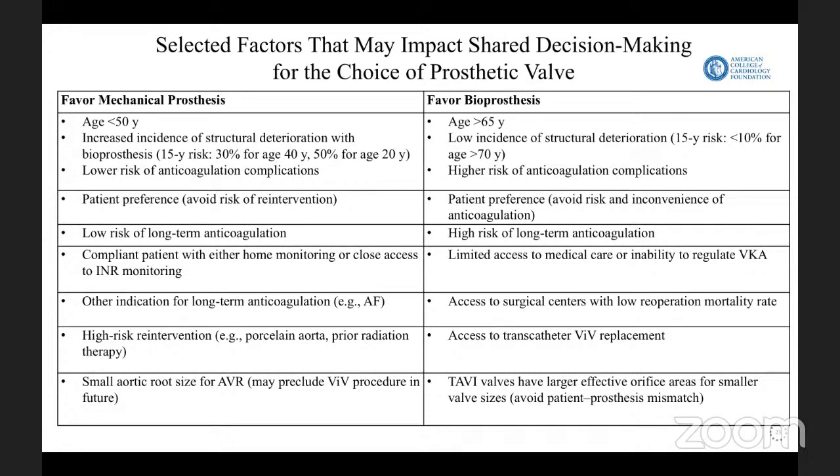Also patient preference or low risk of long-term anticoagulation, having a patient who's compliant with either home monitoring or close access to INR monitoring, or having another indication for long-term anticoagulation like atrial fibrillation, or having a high-risk re-intervention like porcelain aorta or prior radiation therapy, or a patient with small aortic root size for AVR, which may preclude valve procedure in the future. All these factors favor mechanical prosthesis.